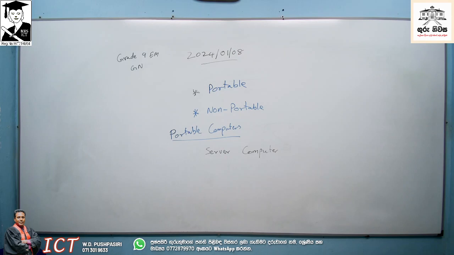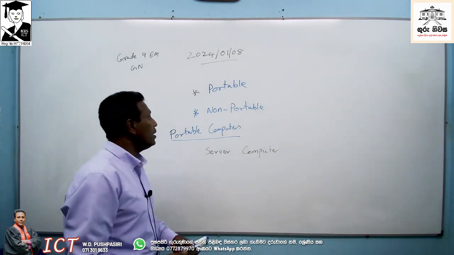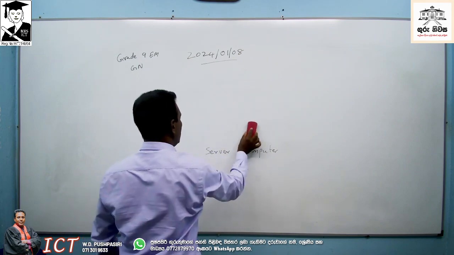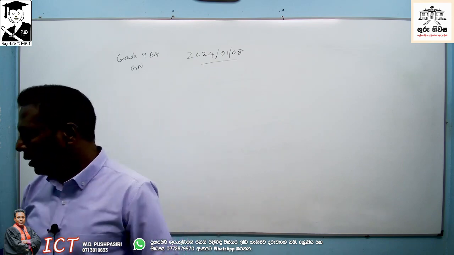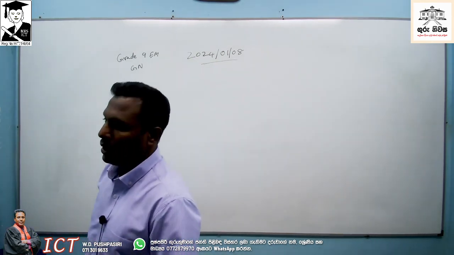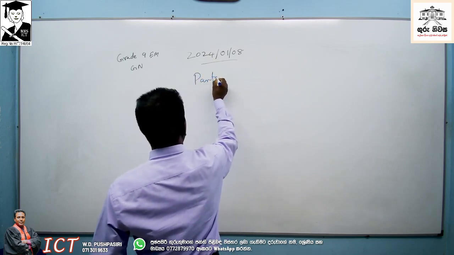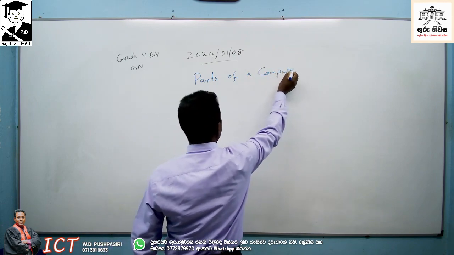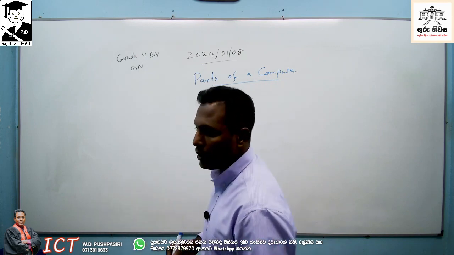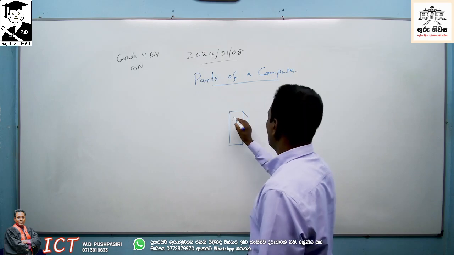Now let's write. The next topic we have to discuss is computer peripheral devices, what peripheral devices are. So we'll write down here: parts of a computer, right? Then what we have to do is we have to draw the computer.